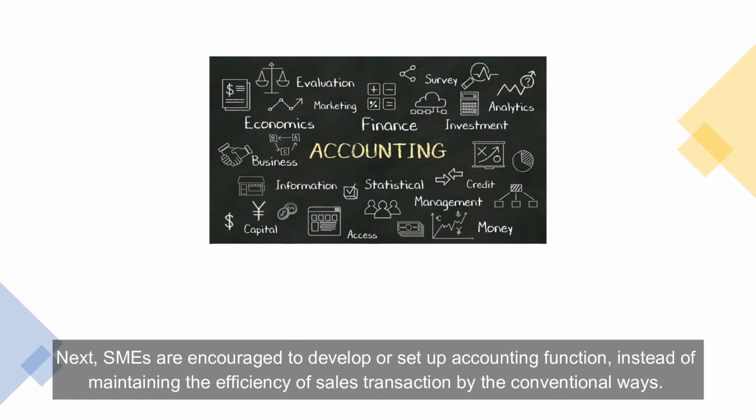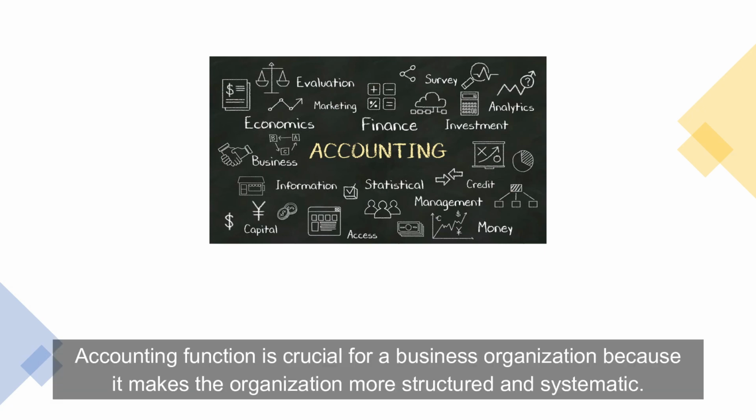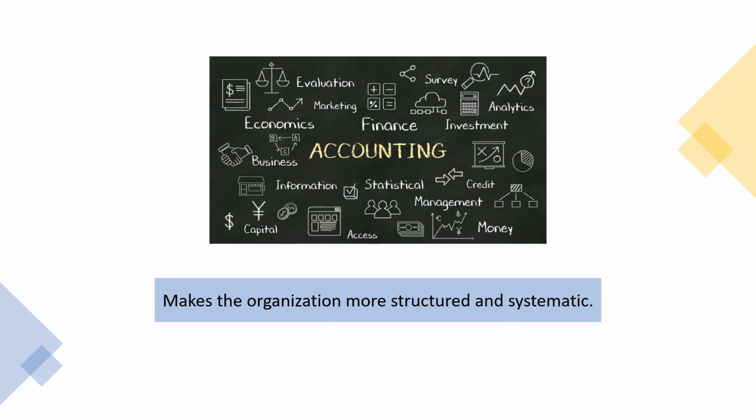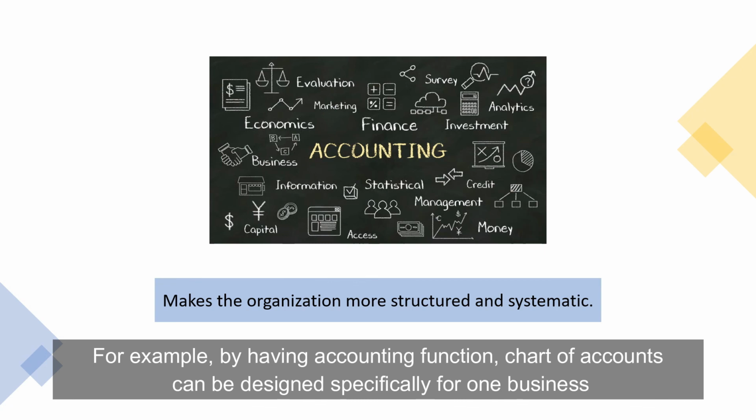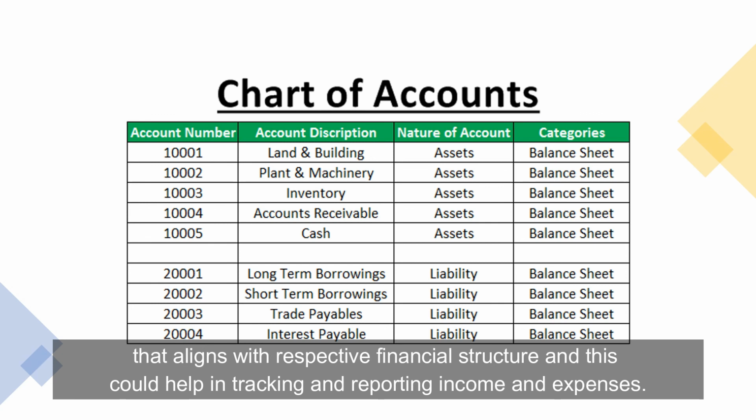Next, SMEs are encouraged to develop or set up an accounting function instead of maintaining the efficiency of sales transactions by the conventional ways. The accounting function is crucial for a business organization because it makes the organization more structured and systematic. For example, by having an accounting function, a chart of accounts can be designed specially for one business that aligns with its respective financial structure, and this could help in tracking and reporting income and expenses.